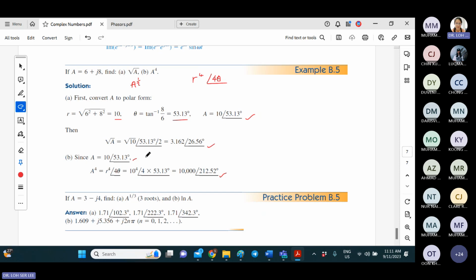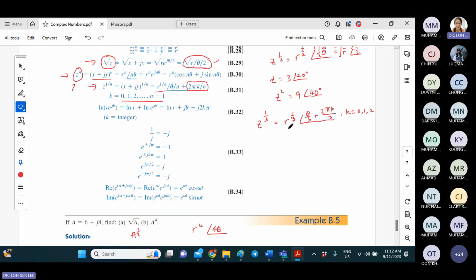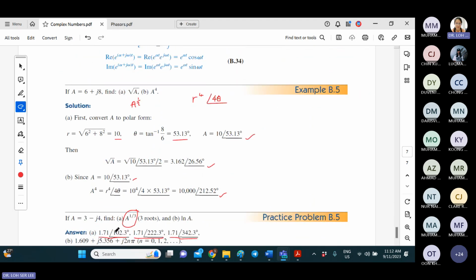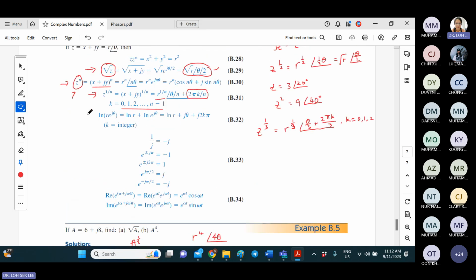But when you have 1 over 3, 1 over 4, 1 over 5, you will get 3 different answers, 1, 2, 3, because of this a to the power of 1 over 3. This one I leave it to you; you can try on your own. Just use this formula and you will get the given answer here. And for the ln A, just follow this one. This one seldom uses ln A. We use this formula.